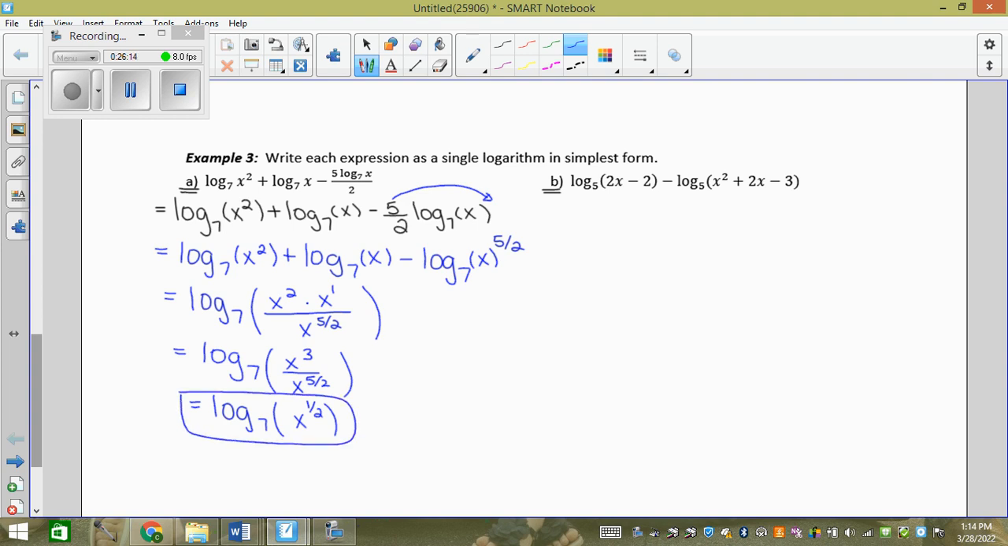How else could they write this? They could take that half and drop it in front and go 1/2 log base 7 of x. Right? They can take that half and drop it in front. It just looks a little different. It's still right.